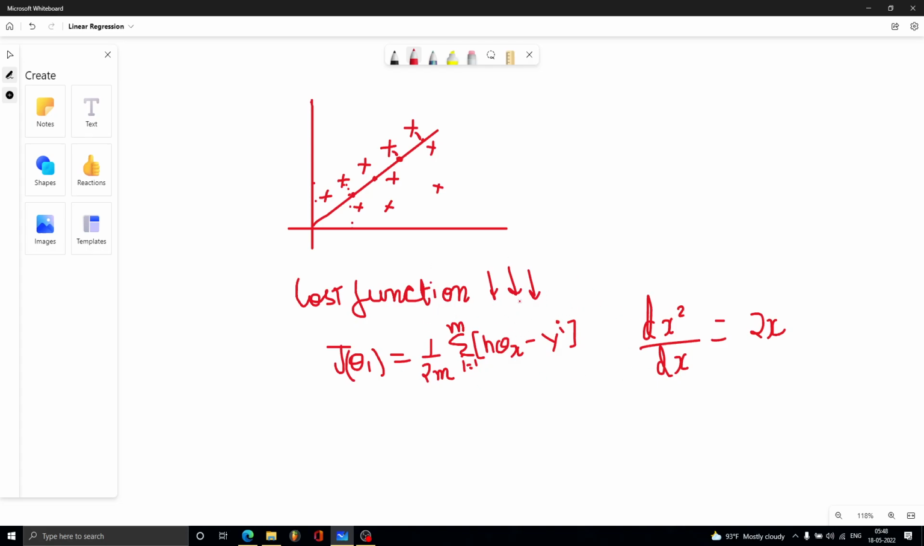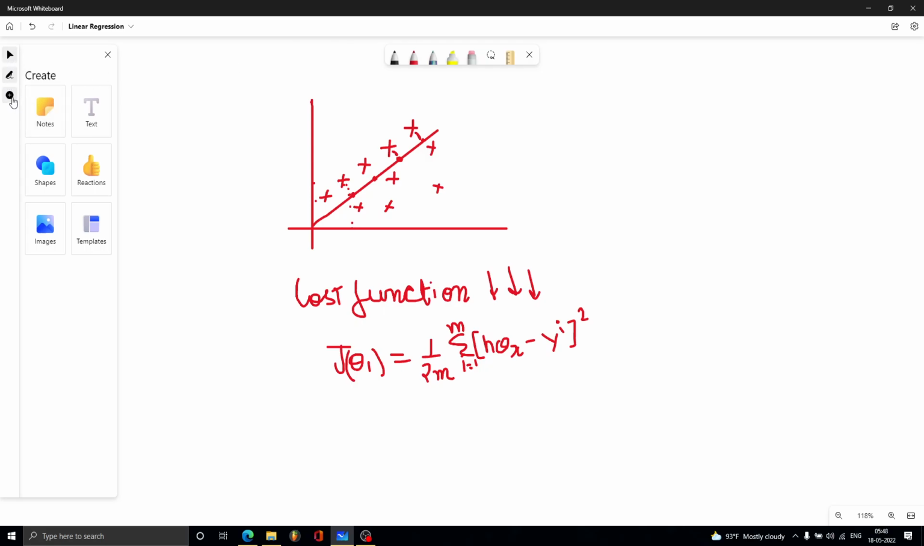So to remove negative values, we do a square of it, simple. Got it? Let me just replace it. And to get the least amount of error, we need to reduce this cost function as much as possible. Got it?